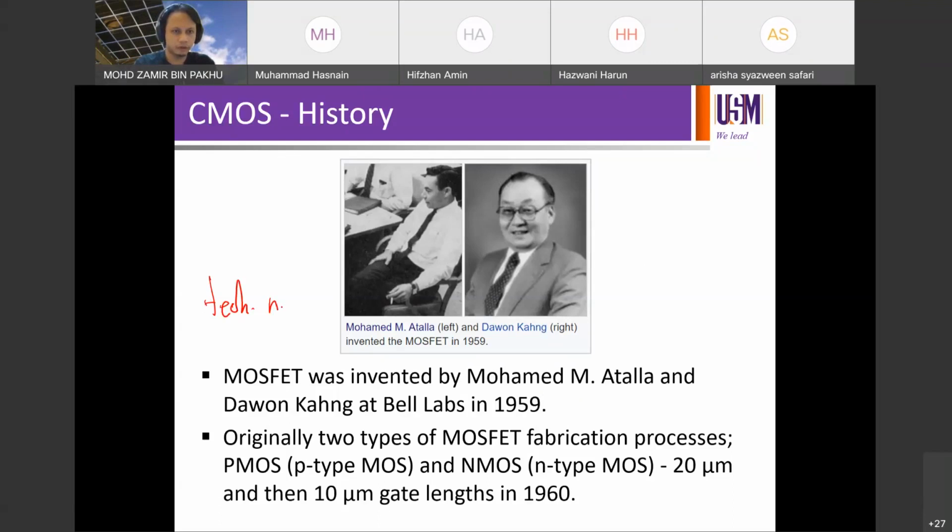Technology node. So let's look into that very soon.